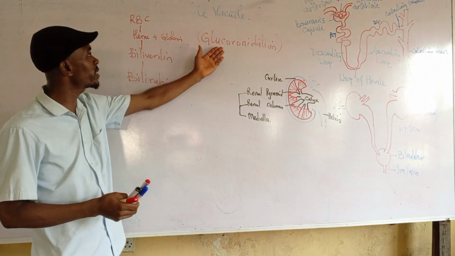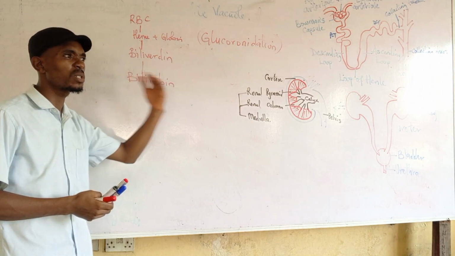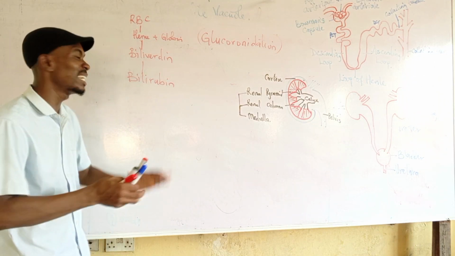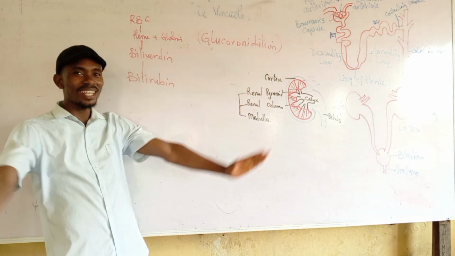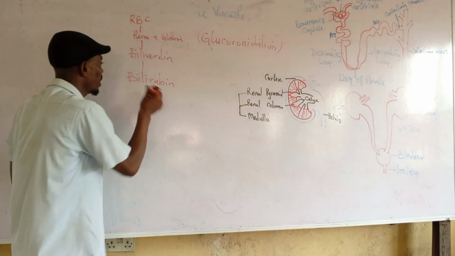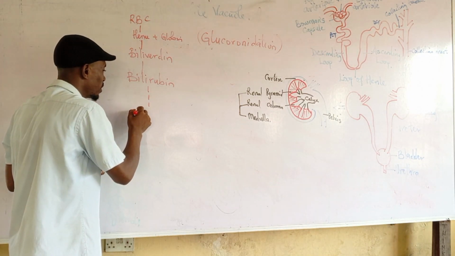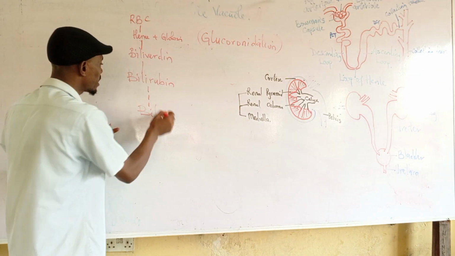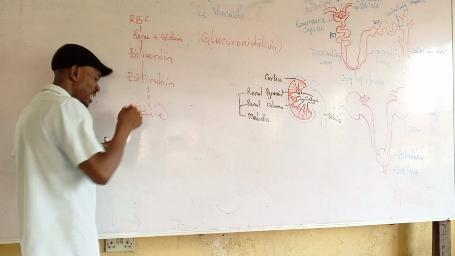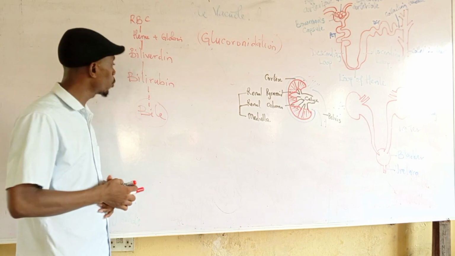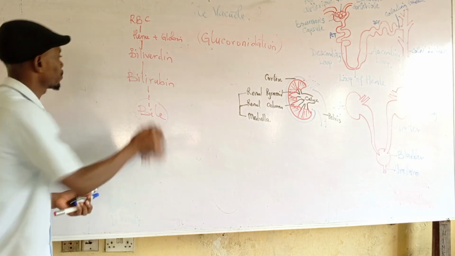Through this process, the bilirubin is changed into monoglucuronide, diglucuronide, and at the end of the whole process, we have bile. So there are different stages and the bile is formed. This is how bile is the end product, the waste product gotten from the liver. So let's move on.